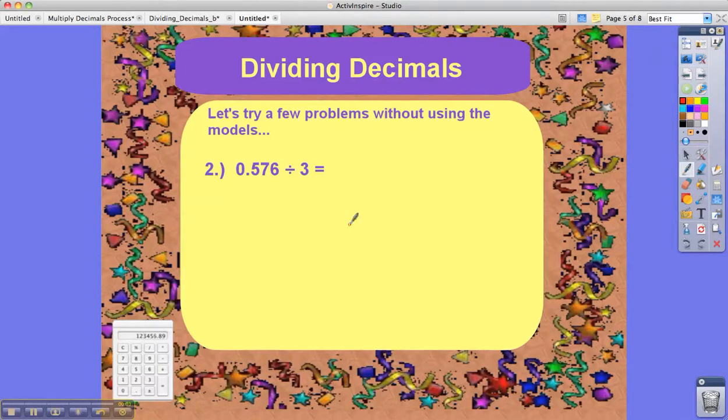Okay, so that was our first example. We're going to look at another example. It has 576 thousandths divided by 3. So notice this one, the decimal doesn't have a whole number as part of it. It's just a decimal number.